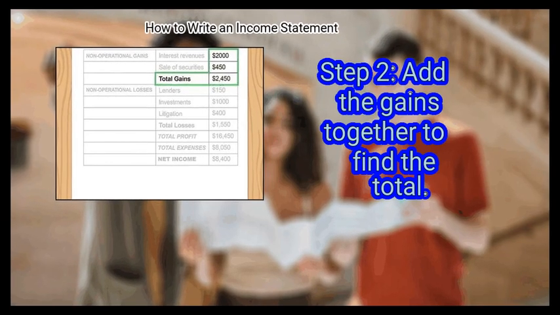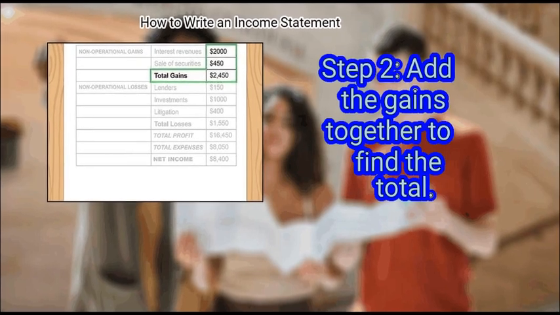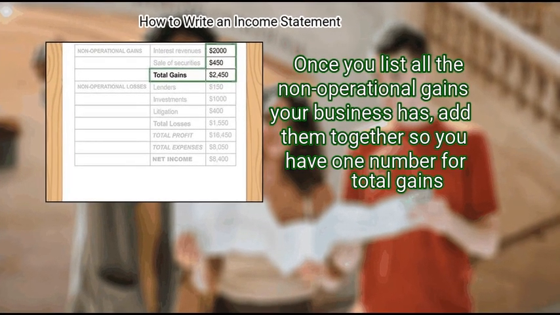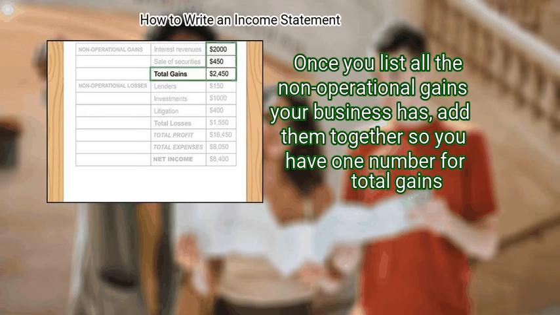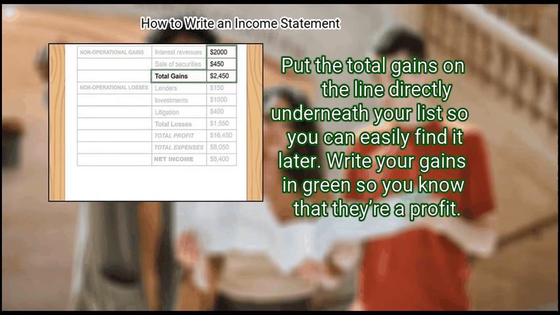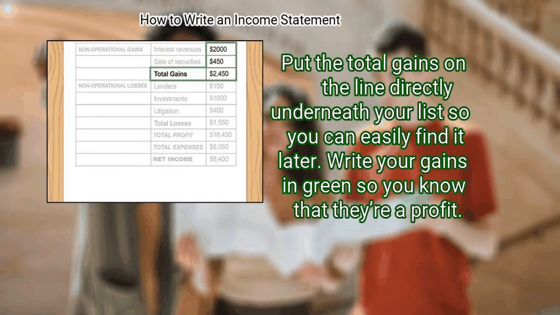Step 2. Add the gains together to find the total. Once you list all the non-operational gains your business has, add them together so you have one number for total gains. Put the total gains on the line directly underneath your list so you can easily find it later. Write your gains in green so you know that they're a profit.